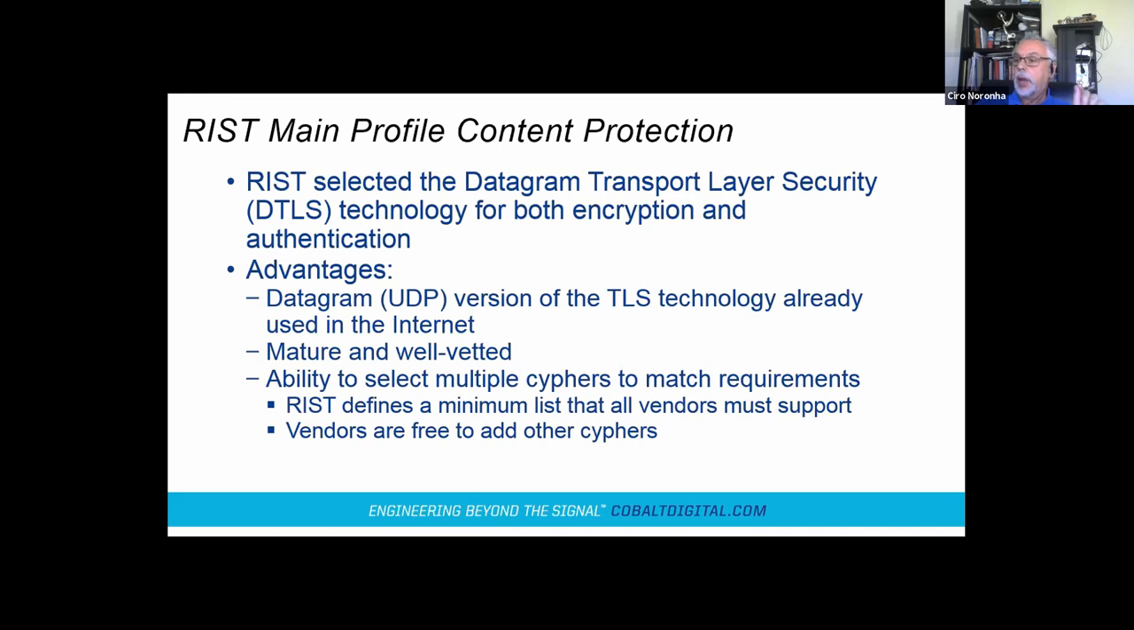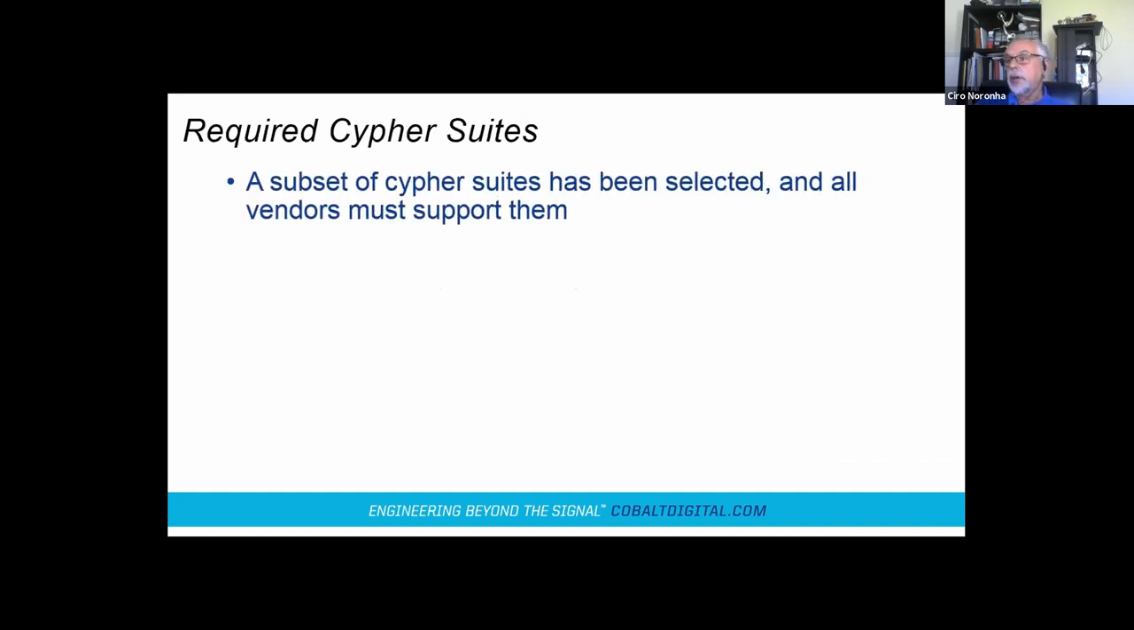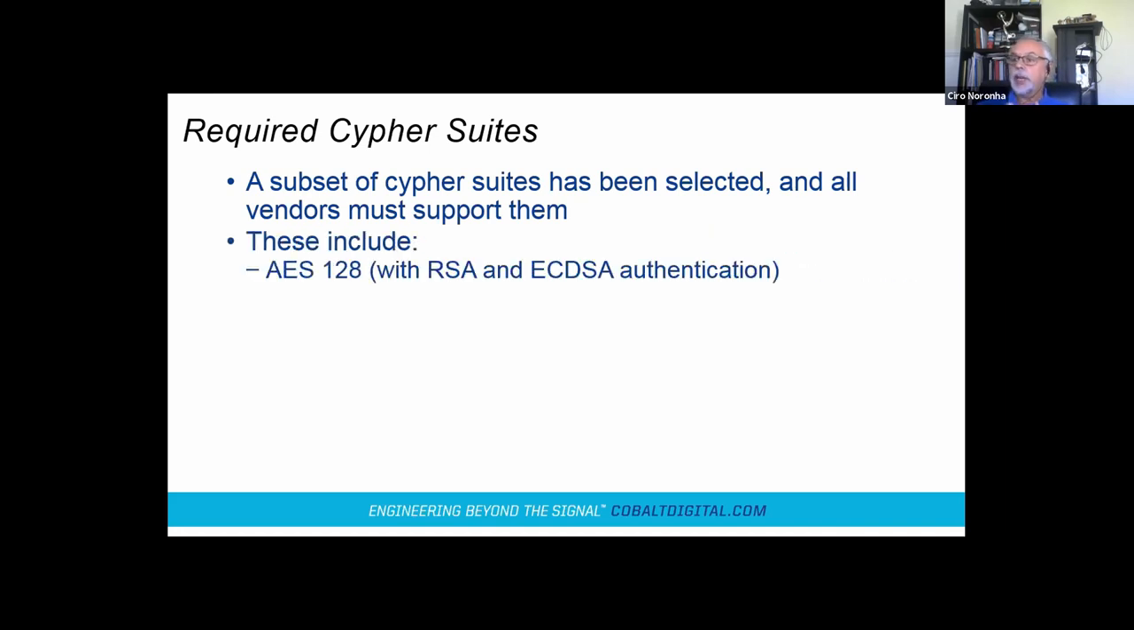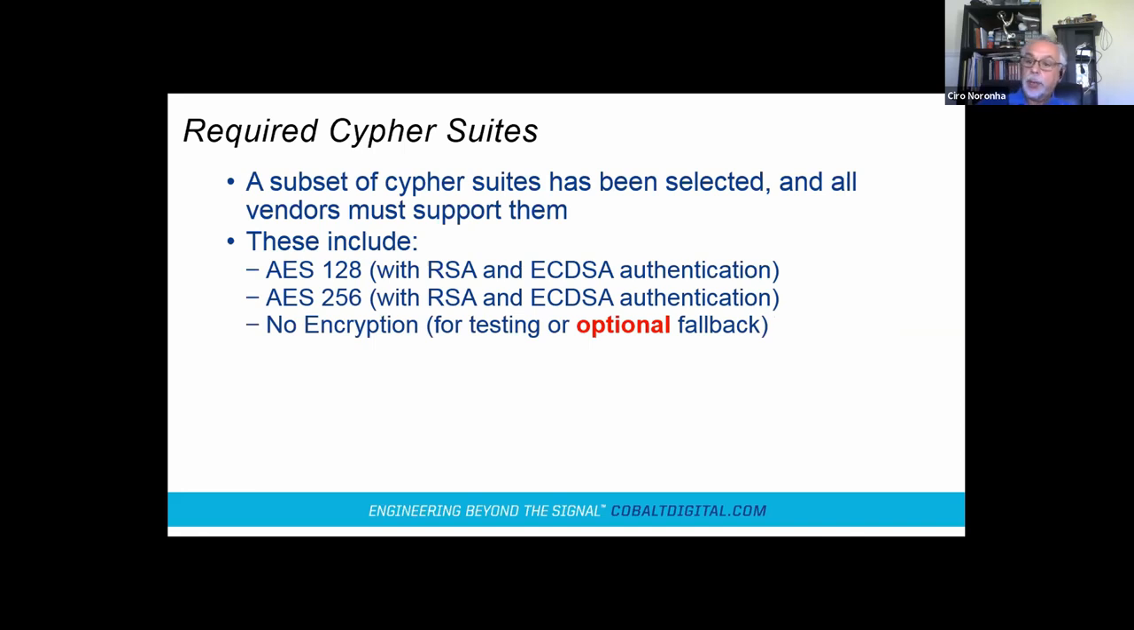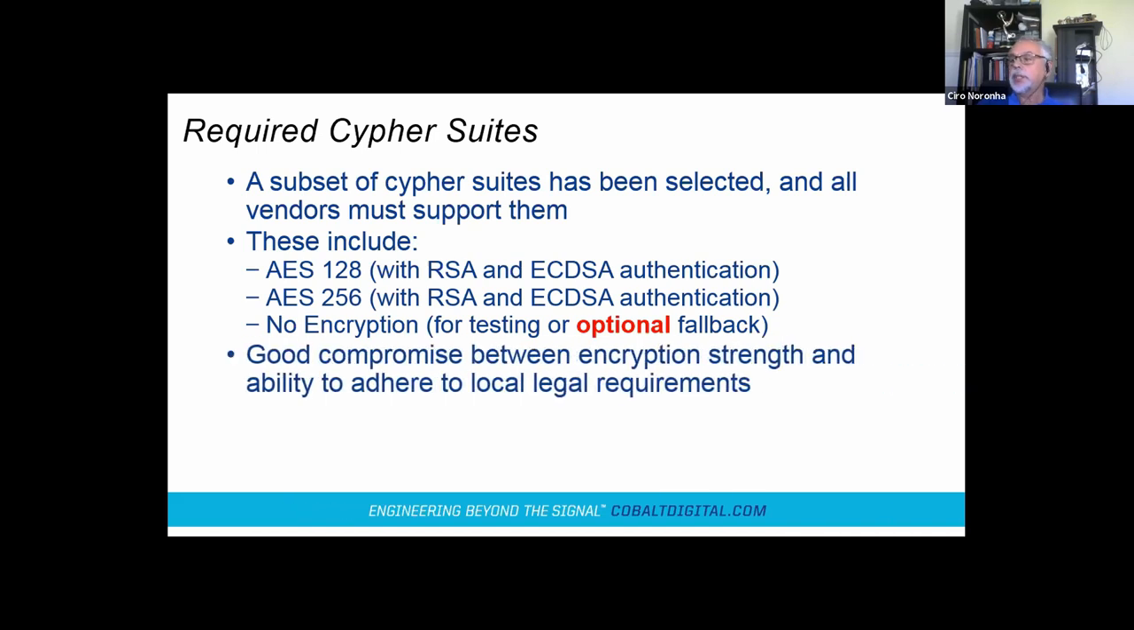That's important. You can select your level of crypto. The TLS is applied to the tunnel. So again, since this is a technical talk, I'm going to talk about cipher suites. Those include AES-128 and AES-256. Why we offer the two is because in some places of the world, 256 is illegal, so you have to use 128. In some other places, like here, if you go and say AES-128, people are going to laugh at you. They don't think it's secure enough. And there's an optional no-encryption fallback. It's a good compromise between encryption strength and ability to adhere to local requirements, and the individual vendors can add to the list. So if you want to use ChaCha, for example, it's supported.